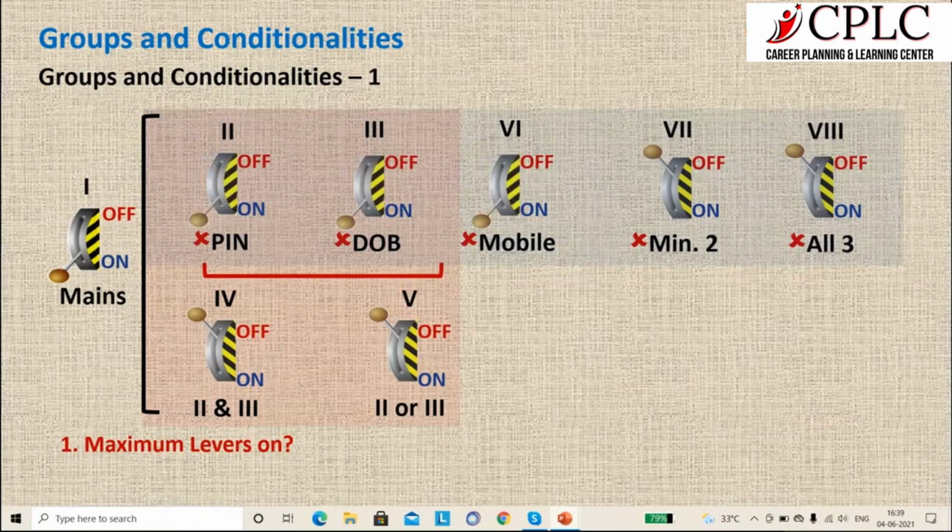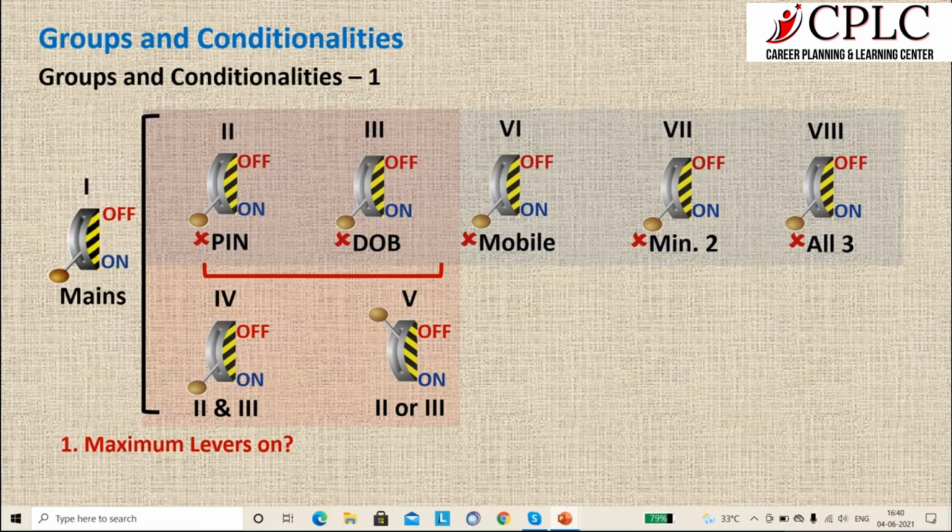So, keep the second and third lever on. Now, if I turn on the second and the third lever, the fourth lever will automatically be on. And the fifth lever will be off. Now, for the sixth one, I'll keep it on.